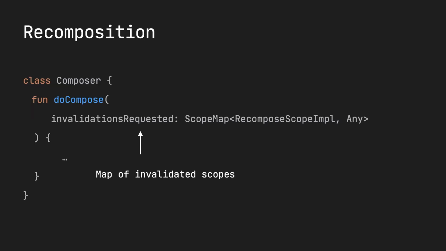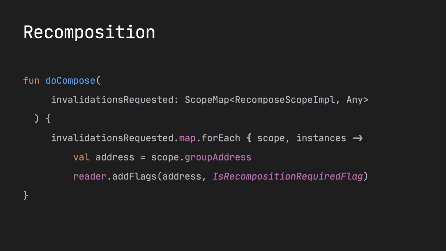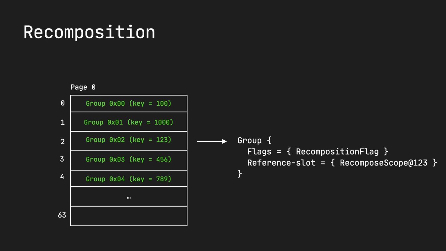The composer, during recomposition, gets a map of invalidated recomposition scope instances. And this is really useful because those recomposition scope instances have the group address. So we're going to tell the slot table reader, go to this group address and set the recomposition required flag. This is like setting markers for the groups that need changes. That's what I'm doing with this flag. And this is why it was useful to add that group address to the recomposition scope. So when this happens, you can see all of the groups that need changes have a flag added to them.